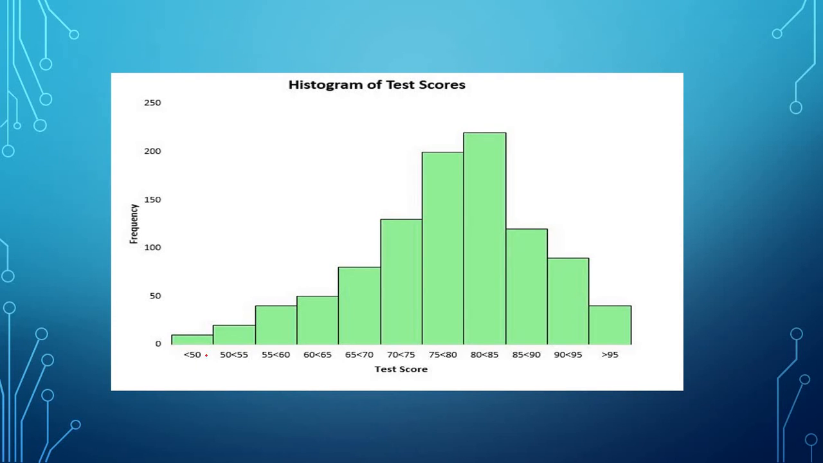See here, less than 50, we have this many students only. 50 to 55, this many. 55 to 60. When you observe, this data is not normal. When the data is not normal, this is rejectable. But this is not hypothetical data, so we cannot say whether it is normal or not normal.